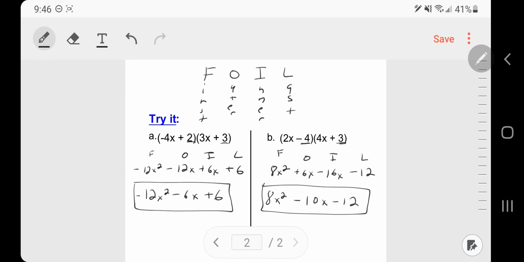Okay, so there you have it. That's the FOIL method for multiplying binomials. Again, you multiply the first terms times each other, the outer terms times each other, the inner terms, and then the last terms, and then simplify by combining whatever like terms you have.